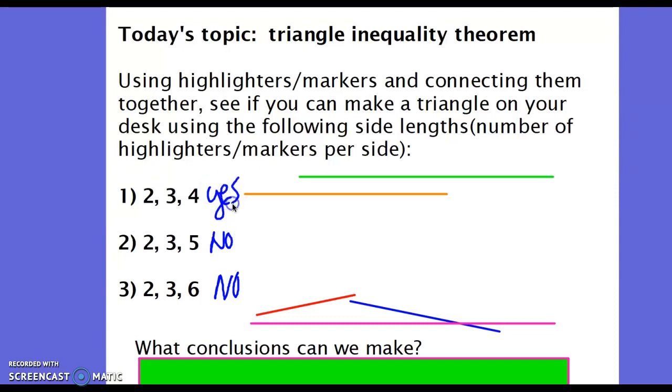Can you come up with any possible conclusion about how we might know, looking at those side lengths, if they're going to be able to make a triangle or not? Take a minute and think about it, and then hit play when you are ready.